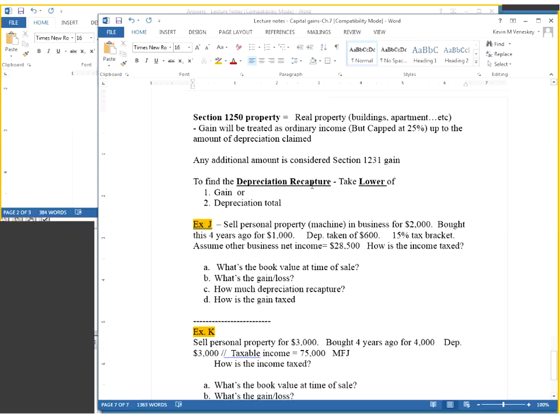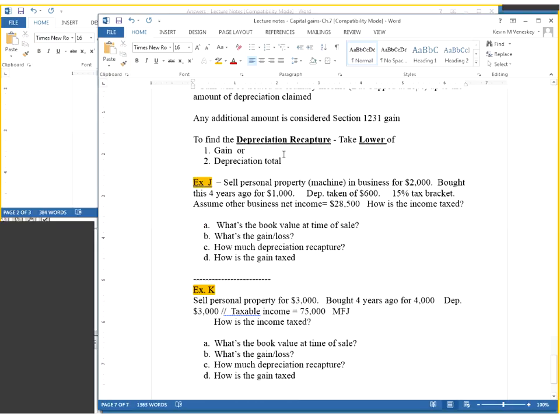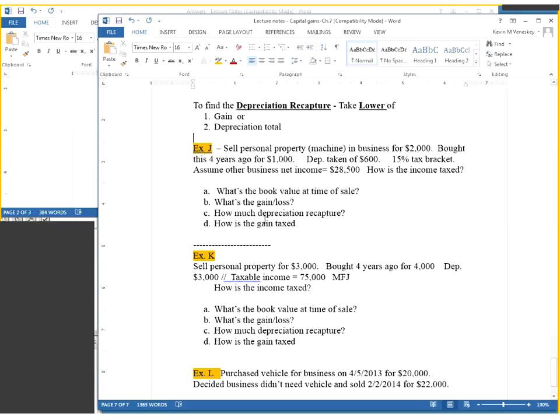So here's my takeaway notes. To find the recapture, how much you actually have to tax at the regular rate, or if it's a building, up to 25%, you take the lower of gain or your depreciation total. The rest of it would be considered a Section 1231 gain, and you get to tax it at the low rates. So I have 3 more examples, and then we'll be finished.